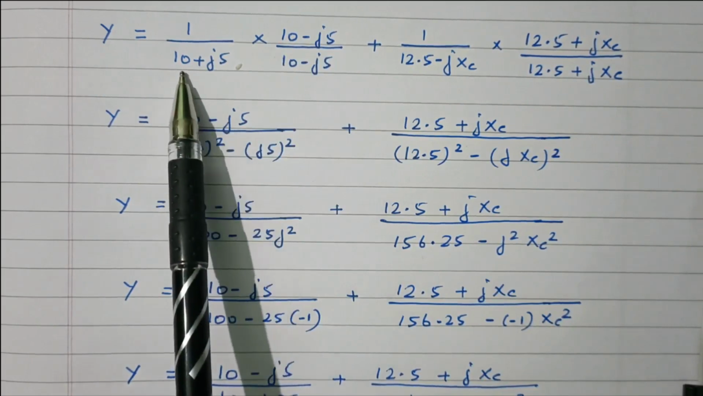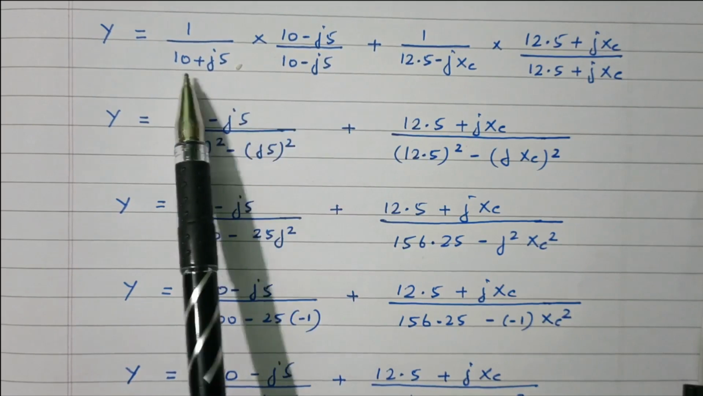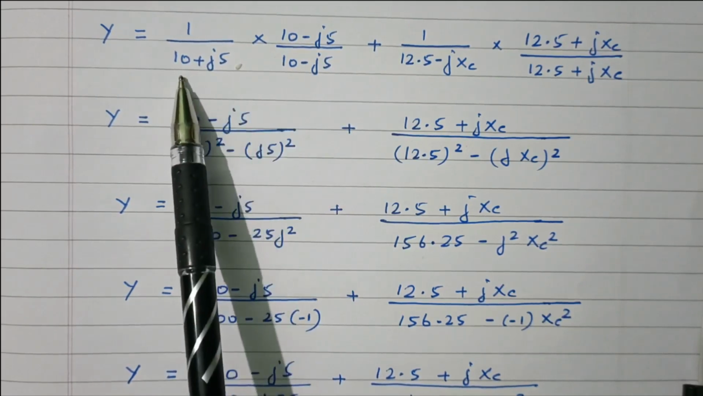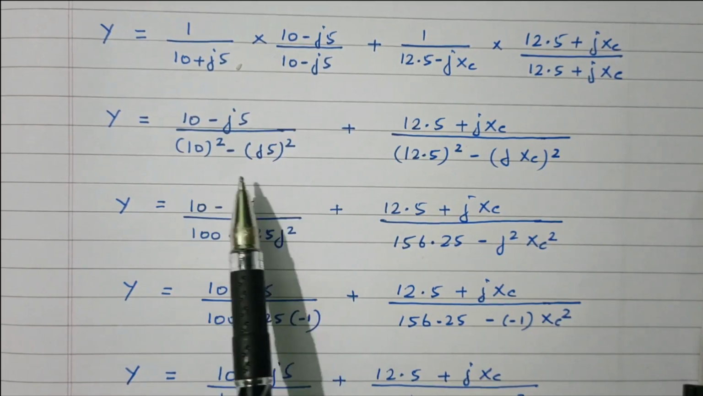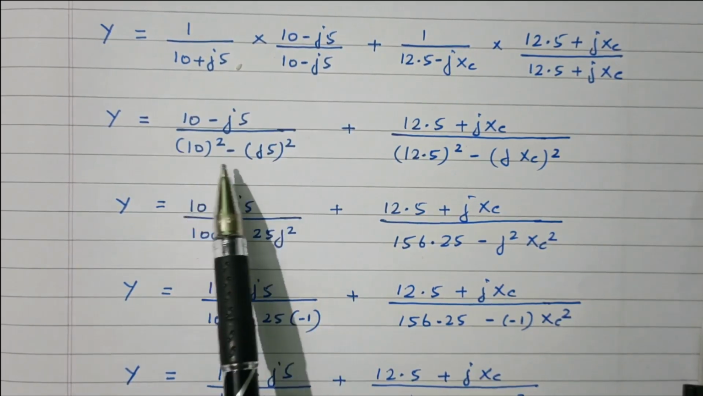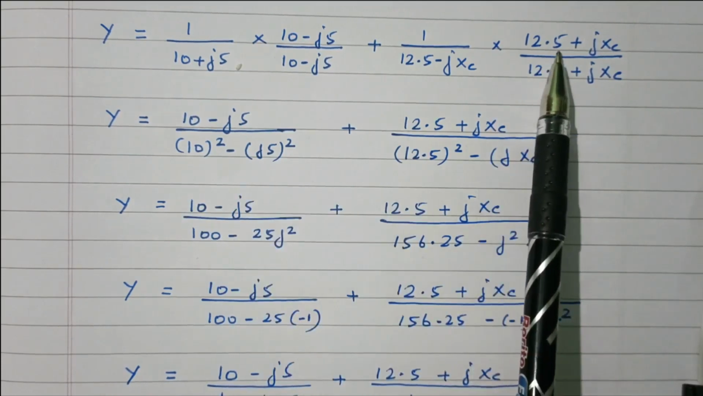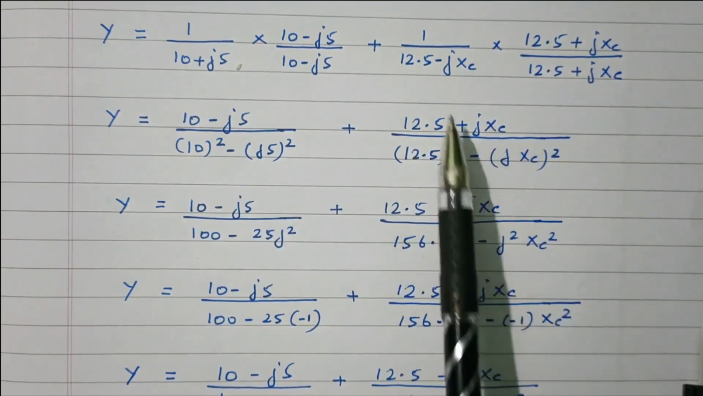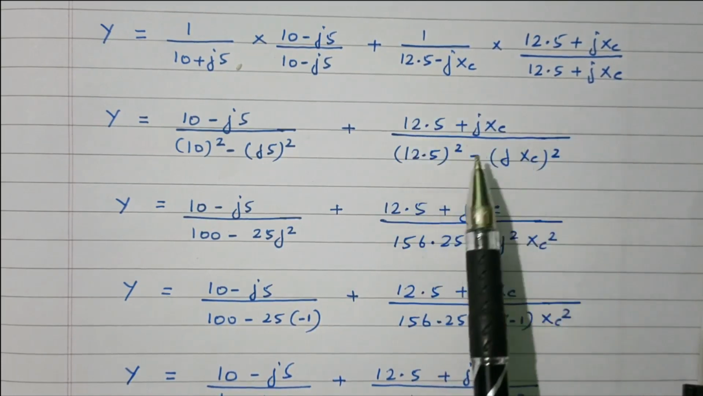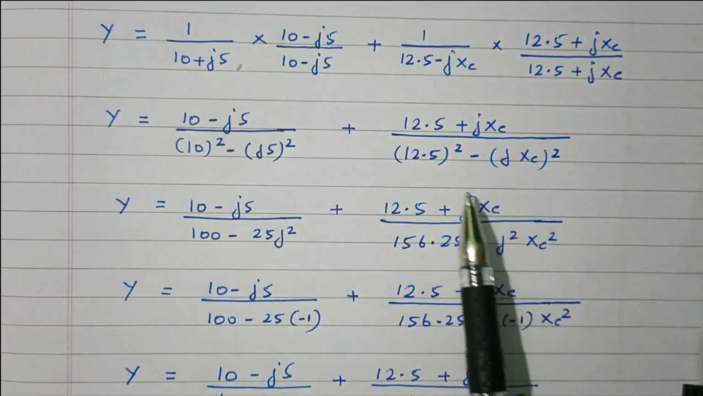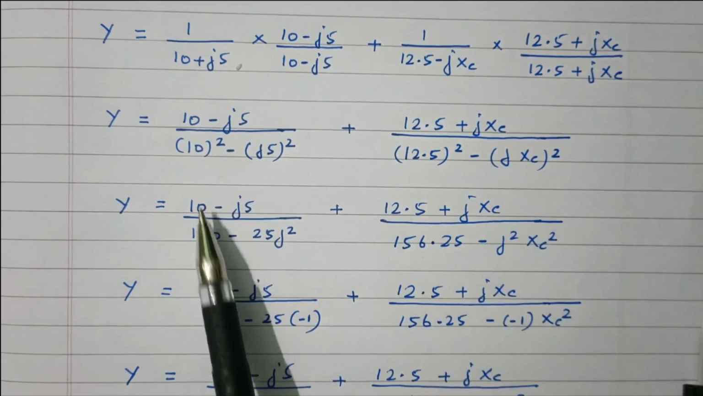So this term is nothing but A plus B into A minus B. A is 10, B is j5. A plus B into A minus B is nothing but A square minus B square. A is 10, 10 square minus B, which is j5, j5 square. Similarly, this term with 12.5 and jXc is written here. This is also A minus B into A plus B. It's nothing but A square minus B square. A is 12.5, B is jXc. Right. Now we'll square the terms.